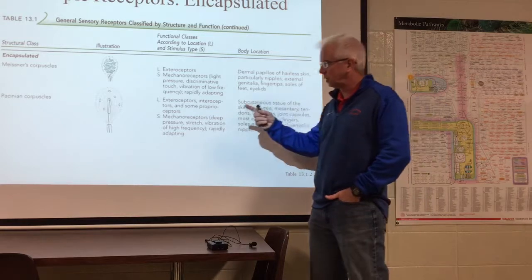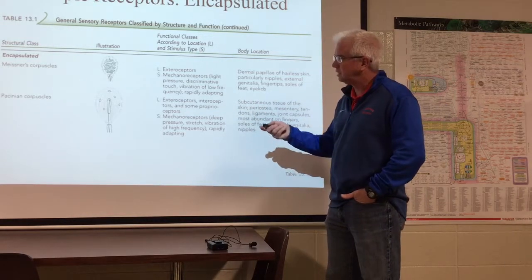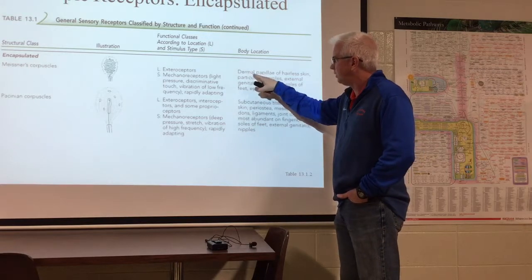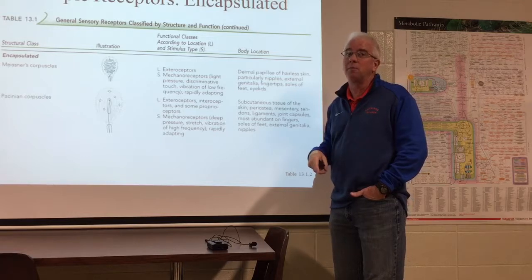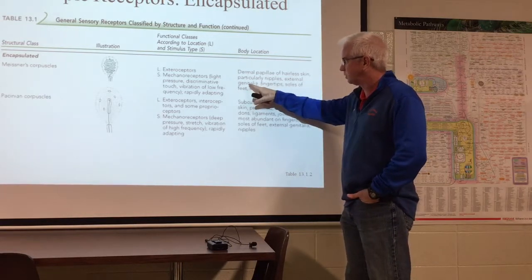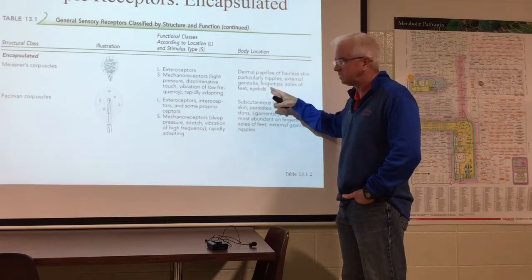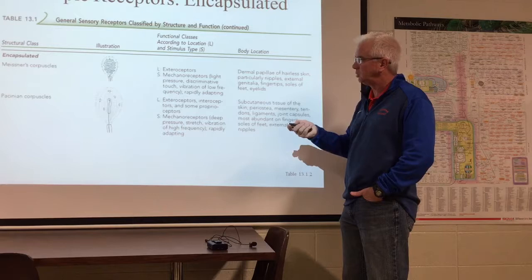Meissner's corpuscles are not as abundant as the Pacinian. You can see here that they are located normally in the dermal papillae of hairless skin. So there's not a lot of that on our bodies, but these would be particularly in the nipples and the external genitalia, on your fingertips, on the soles of your feet, on your eyelids. You find these touch receptors.